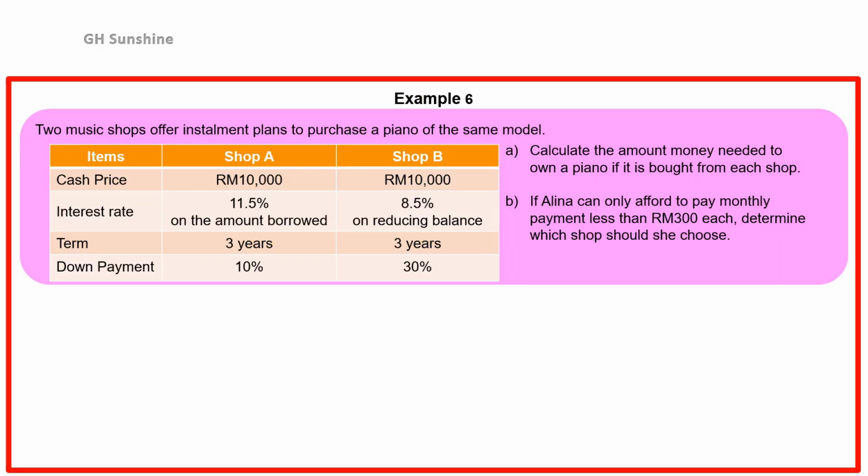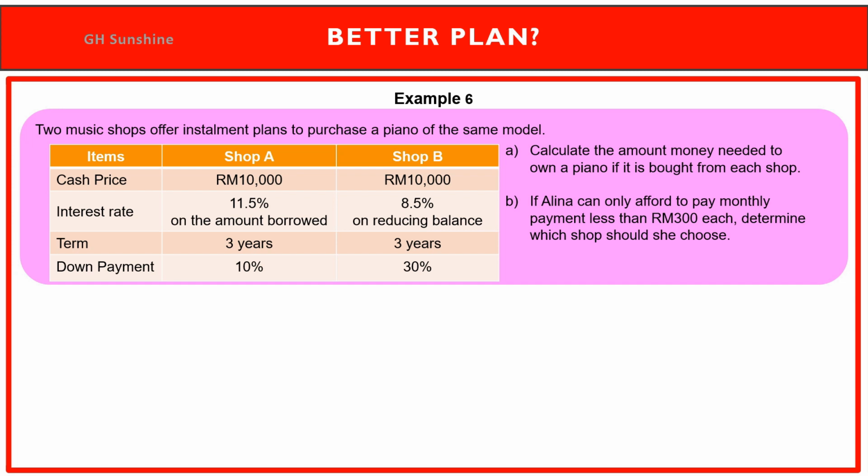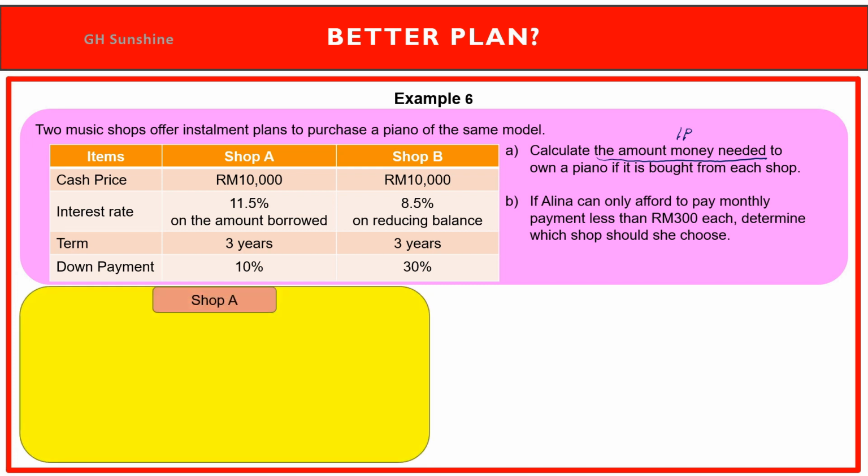Next example. Two music shops offer installment plan to purchase a piano of the same model, shop A and shop B. But which shop offer better plan? Look at first question. Calculate the amount money needed to own a piano if it is bought from each shop. So look at here. The amount money needed means calculate the installment price. First, for shop A, list all the values based on the information, then calculate the interest amount.